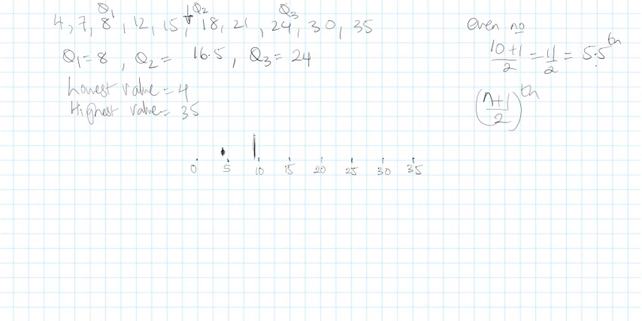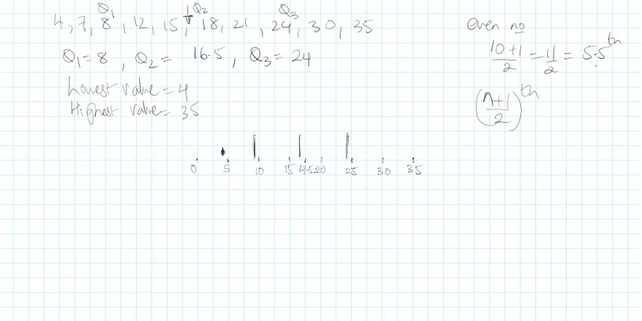And then the median is 16.5. So 2 squares was 5 units, so 1 square will be 2.5. Here you have 15 plus 2.5, so that's 17.5. 16.5 will be somewhere here. All right, it's a bit approximate, but we try to use logic to fit in these different points. And then Q3 is 24, so that's just before 25.